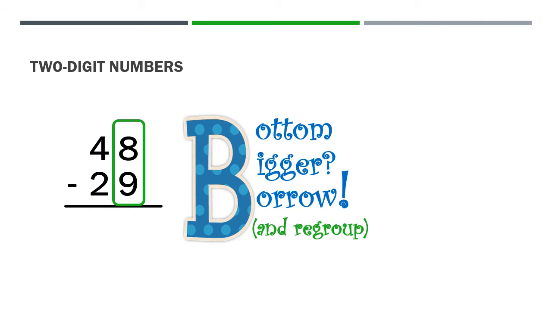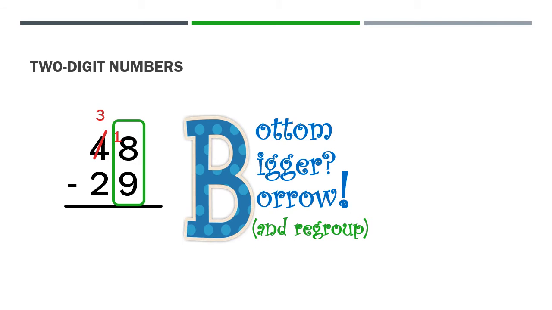Yes, that bottom number is bigger. 9 is greater than 8, so I have to borrow and regroup. So I'm going to borrow one of the tens, and when I take one of those tens away from the 4 tens, I'm left with 3. And because the 10 ends up becoming 10 ones, I can put a little 1 here to show that now instead of having 8 ones, I have 18 ones.